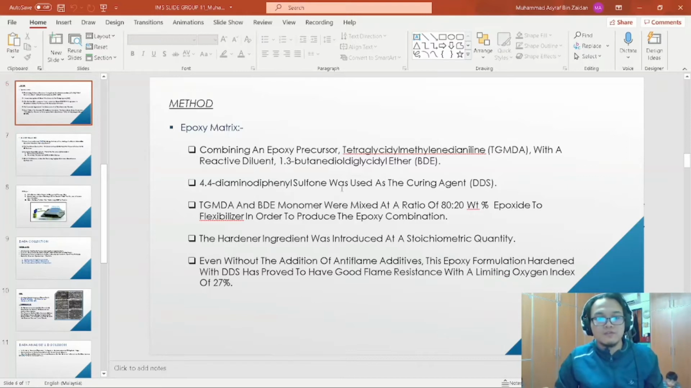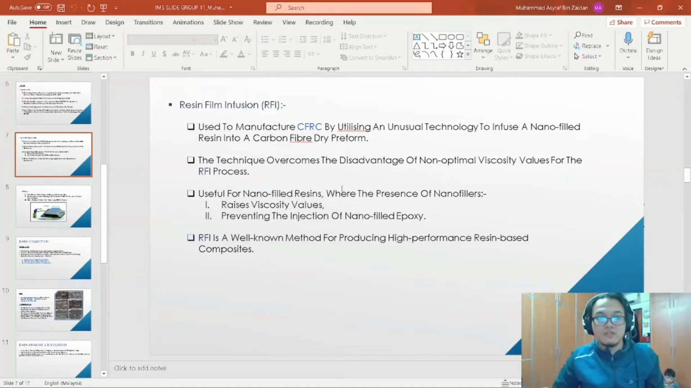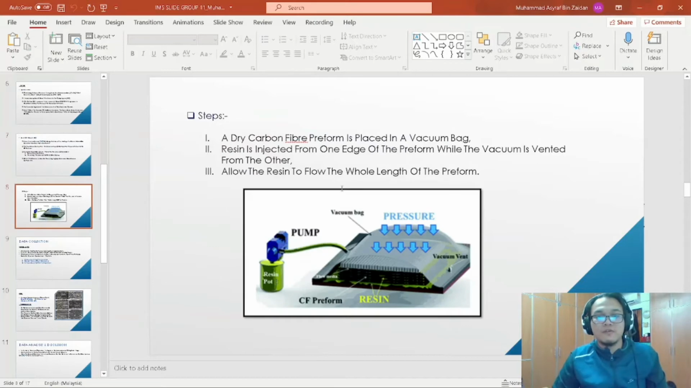The curing agent for this epoxy matrix is 4,4-diaminodiphenyl sulfone. Next is resin film infusion, which is used to manufacture CFRC by utilizing an unusual technology to infuse a nanofill resin into a carbon fiber dry preform, and the steps are as shown. First, a dry carbon fiber preform is placed in a vacuum bag. Next, the resin is injected from one edge of the preform while the vacuum is vented from the other, and this will allow the resin to flow the whole length of the preform.